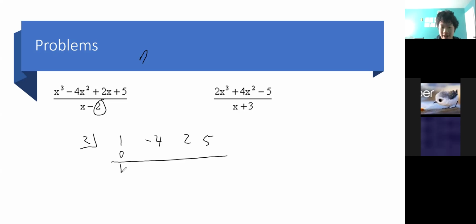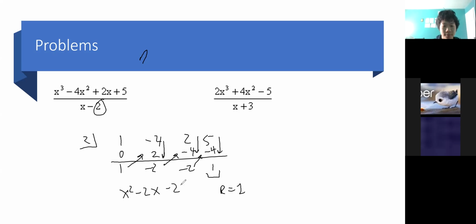So the first one we just add down, we just get 1. Multiply by 2, and we put it up there. Add down, -2. Multiply by 2 and put it up there, -4. Add down, -2. Multiply by 2 and put it up there, -4. Add down. Now we're done. The last one is the remainder, so r equals 1. The other ones are the coefficients of our answer, which is x squared minus 2x minus 2.